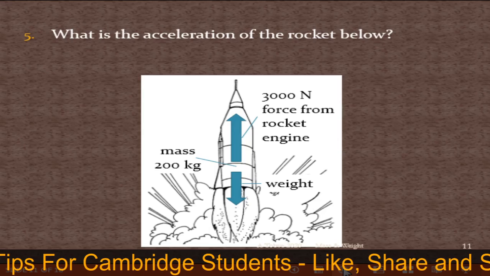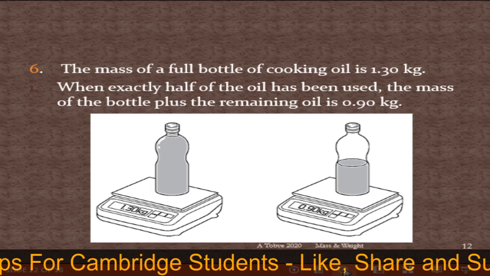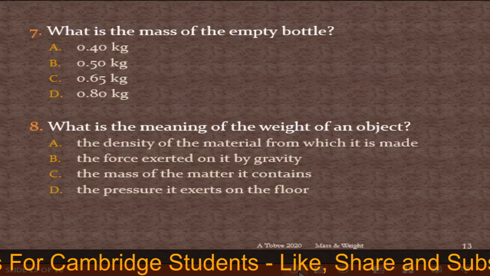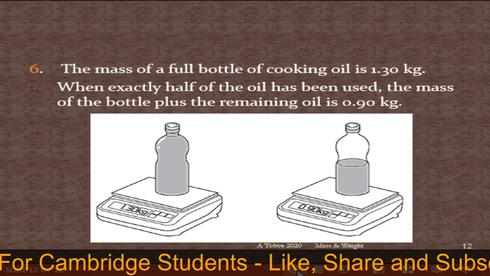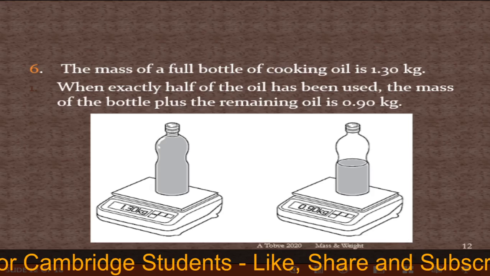The next question is number 6. The mass of a full bottle of cooking oil is 1.3 kg. When exactly half of the oil has been used, the mass of the bottle plus the remaining oil is 0.9 kg. What is the mass of the empty bottle? Now, in this one, you can form a system of simultaneous equations whereby you say the mass of the empty bottle plus the cooking oil is equal to 1.3 kgs, as shown, the first one. And then the second one will be the mass of the empty bottle plus half the mass of the cooking oil, giving you 0.90.